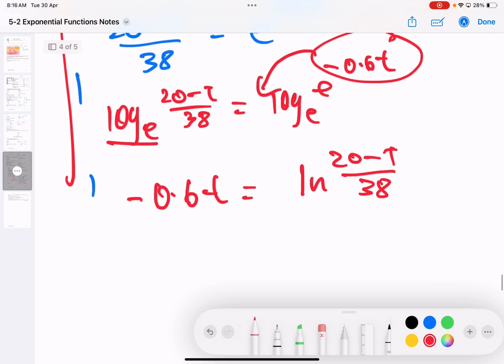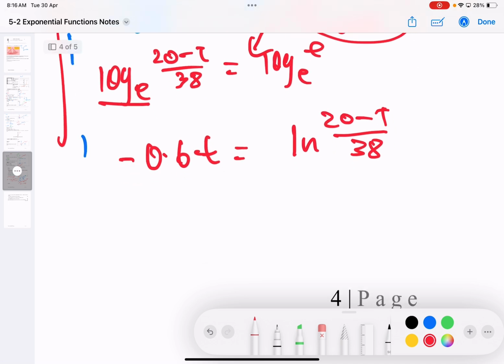Anyone confused at this juncture? No, huh? Okay, then just one more step. In order for us to make t the subject, we divide both sides by negative 0.6.